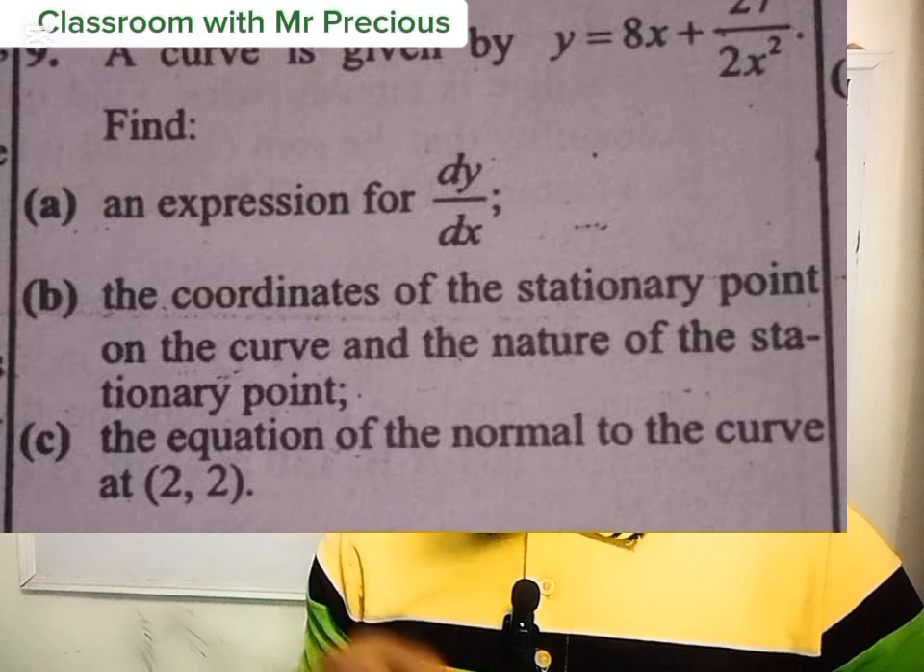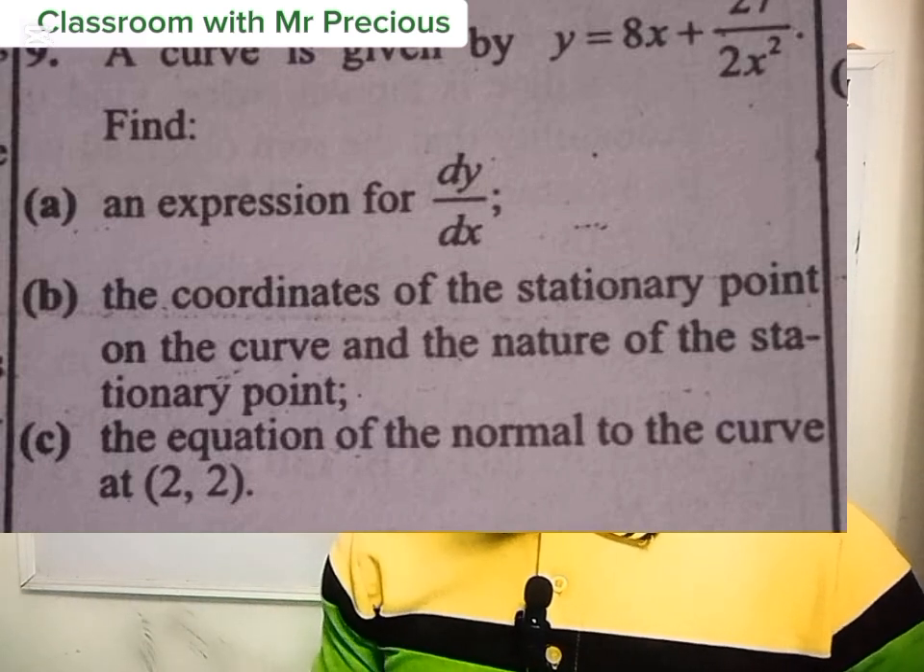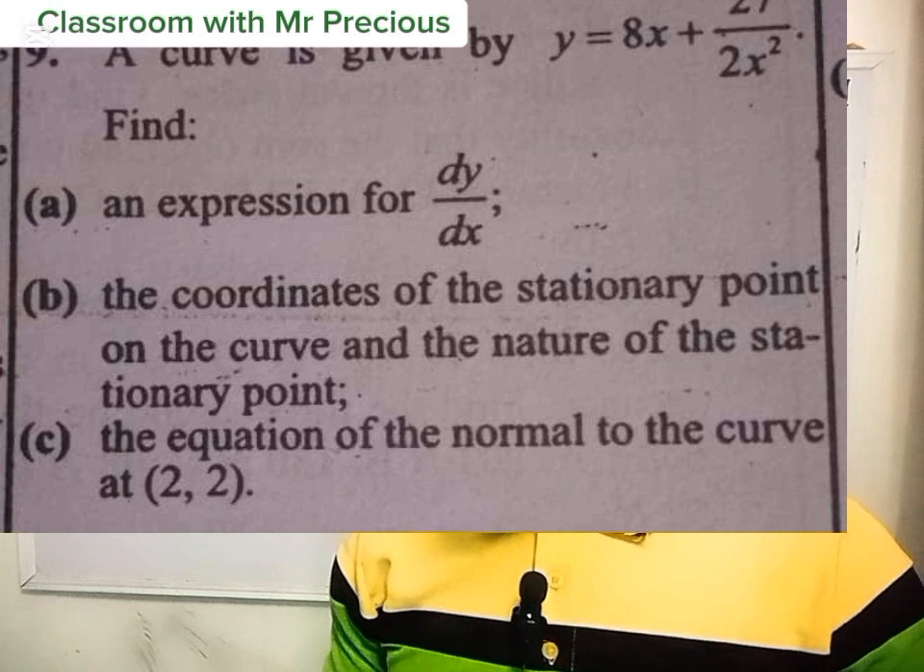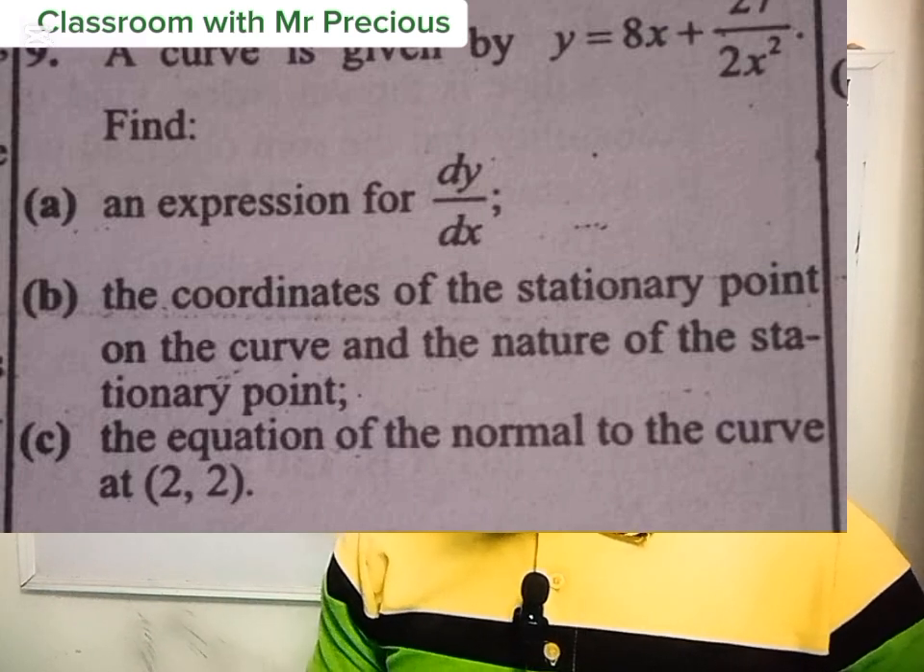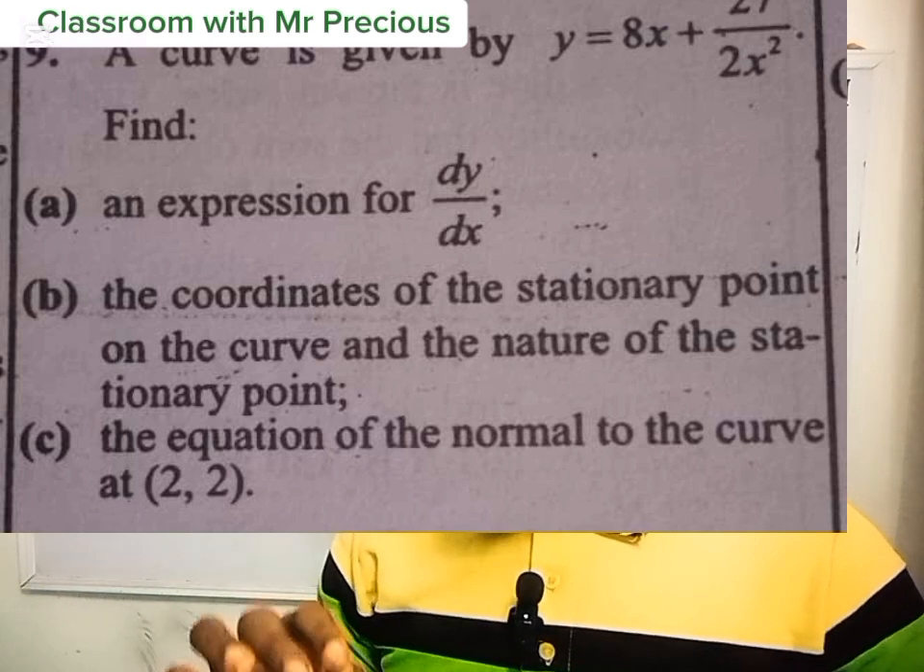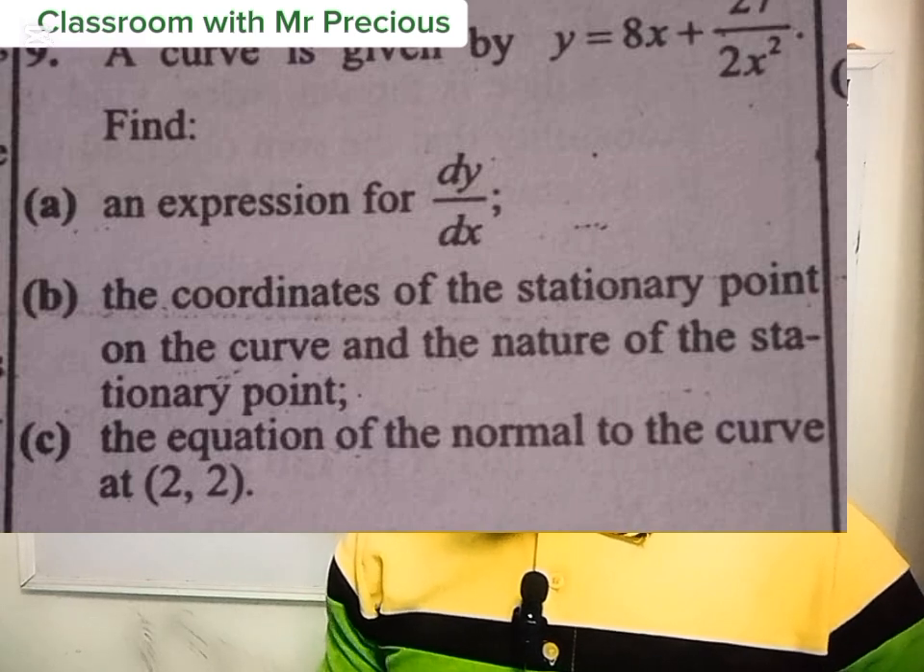Question C says we should get the equation of the normal at (2, 2). Now, for us to do this, we need to get the slope of the tangent at x equals 2, because that is what we were given. So when you get the slope, you put it into the equation of the normal, which I'll write on the board there. So this is what you do.